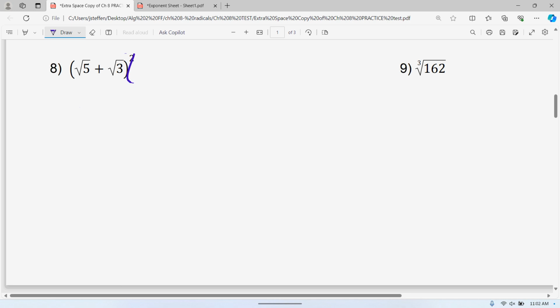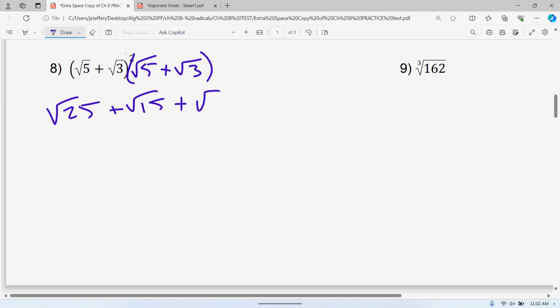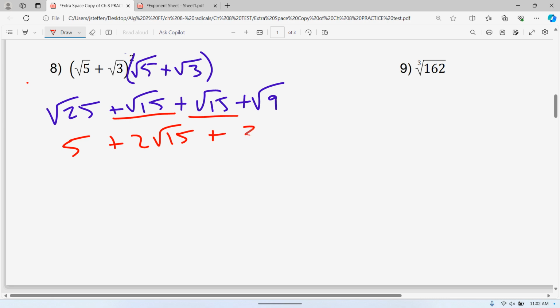Squared, I just write it outside the top. Plus the square. So square root of 5 times square root of 5 times the square root of 9. So I know the square root is just 5. We have 1 root 15 and 1 root 15, so that's 2 root 15s. 3.